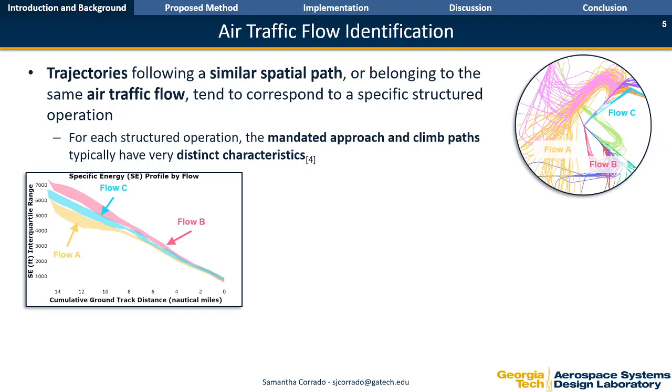And this can be visualized by looking at the specific energy profile of flights arriving at an airport, where displayed in the image on the left is the interquartile range of specific energy for each flow within the last 15 nautical miles of flight. It's evident that for each of the different flows, different specific energy profiles are anticipated, and these profiles are certainly distinct.